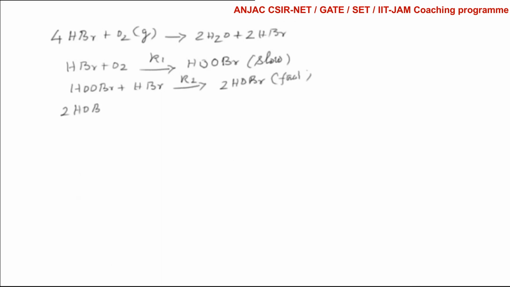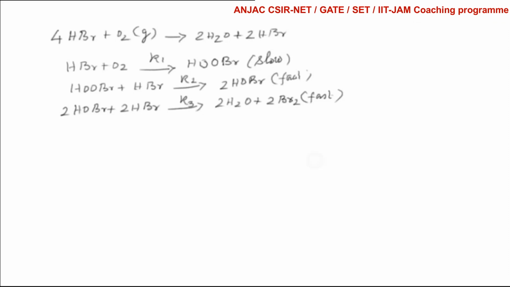2HOBr plus HBr, and K3 giving 2H2O plus 2Br2, fast step. Give the rate equation.